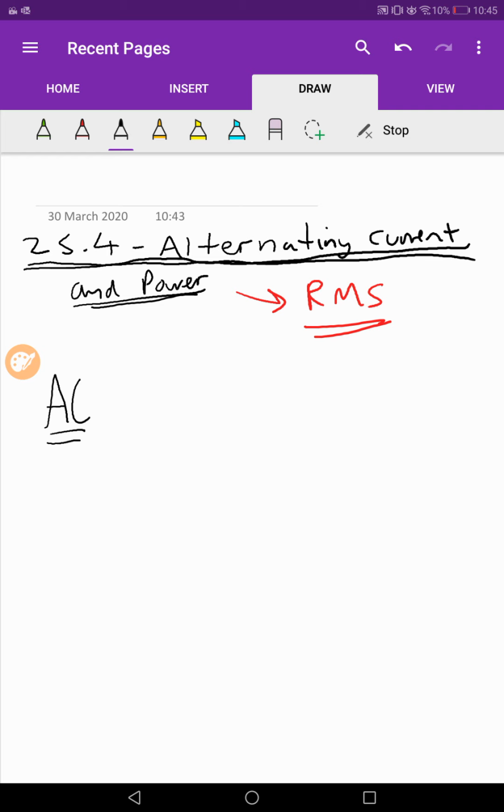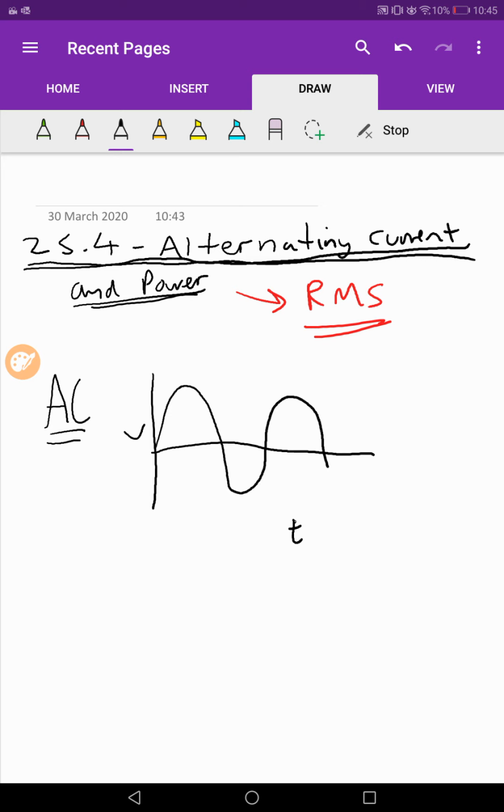AC is alternating current, and if I was to draw a graph of voltage against time, we would get something like this. And if we had an oscilloscope, then I would be able to show you, but unfortunately I can't. Now, in the UK, I believe the peak voltage is 325.